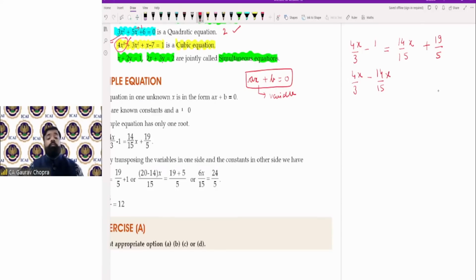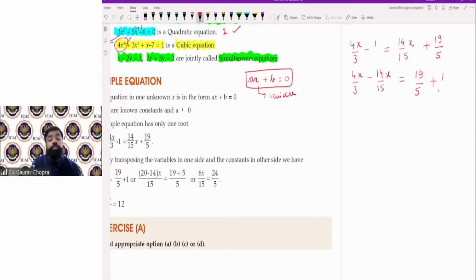So as we know, whenever we bring the values from right to left or left to right, their sign will get changed. Positive will convert into negative and negative will convert into positive. That is why we have written 4x by 3 minus 14 by 15x. I know this rule you studied in class 6, 7, 8 and so on, but I am helping even those students who have forgotten these tricks. Okay. So I'm taking everything from scratch. No need to worry. Now, what is the next step?